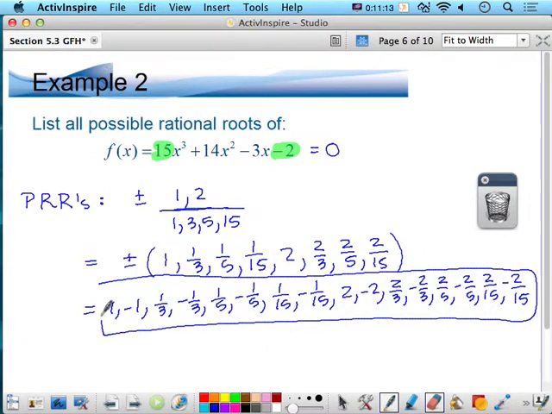Not all of them will work. In fact, we know that it can have a maximum of 3 roots, period. And we're not guaranteed that any or all of them are rational. But if there are any rational roots, they have to appear in that list that we've just generated.